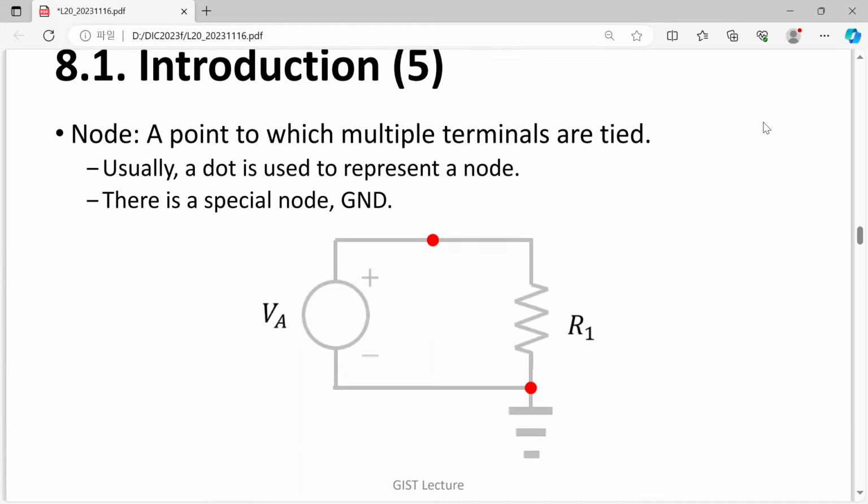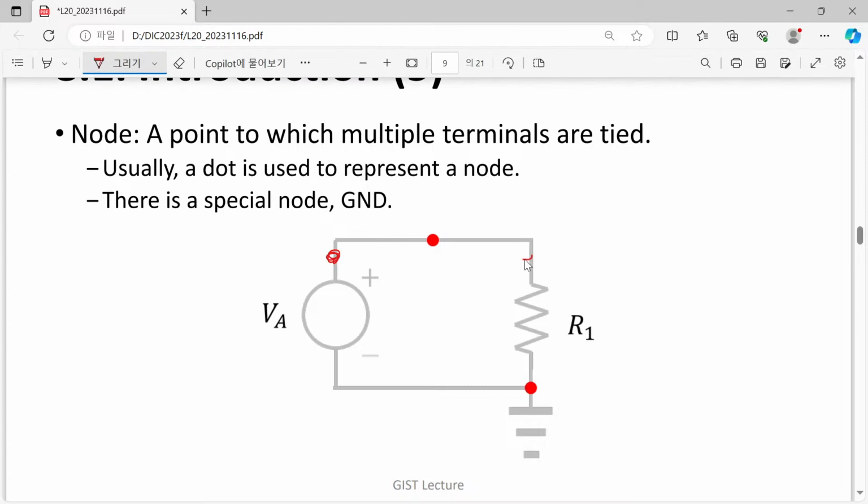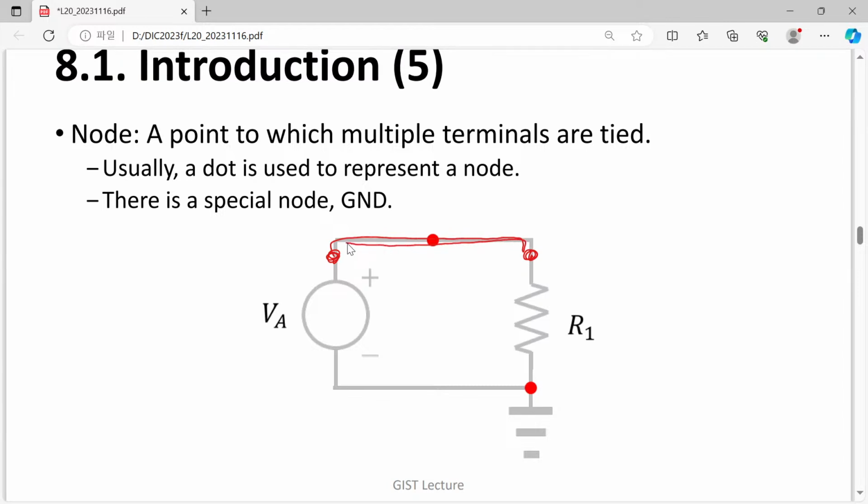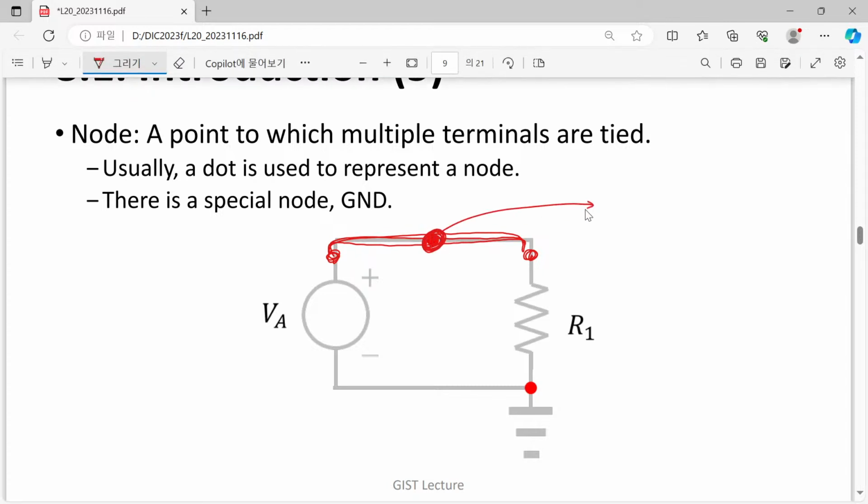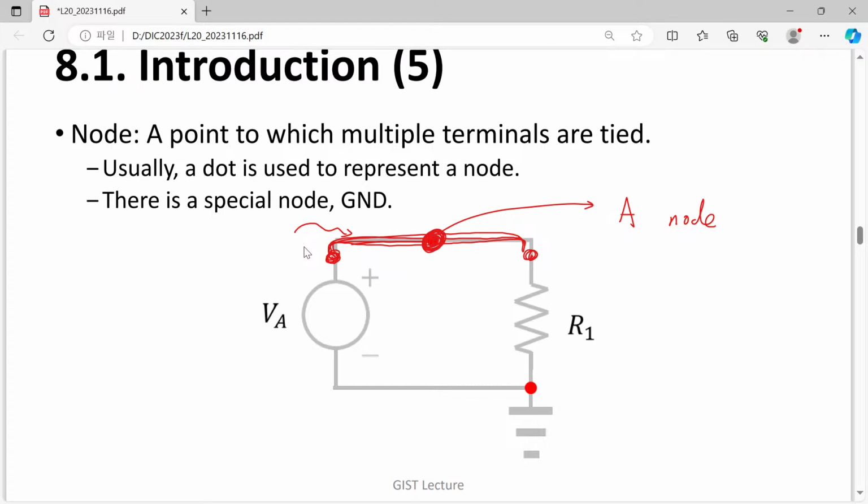Now we are talking about node. Here we have one terminal and another terminal. Then they can be connected. Then this connection is made, and the meeting point between these two is called a node. Now of course, here we have a terminal and here we have a line, but we assume that this line does not introduce any kind of electrical property. They just show the connectivity.